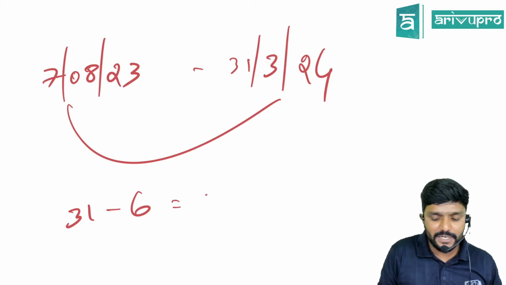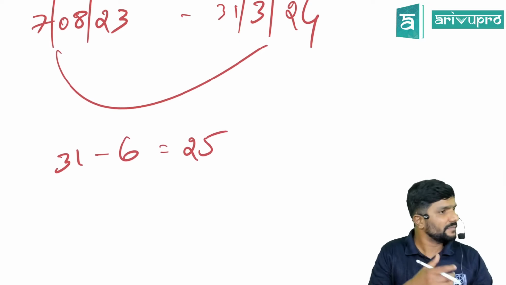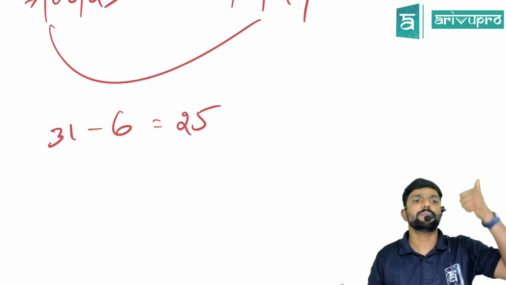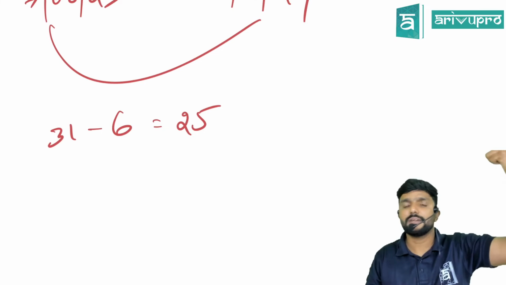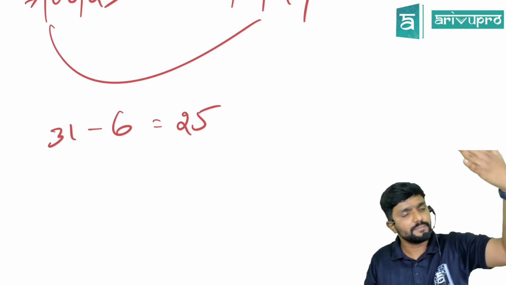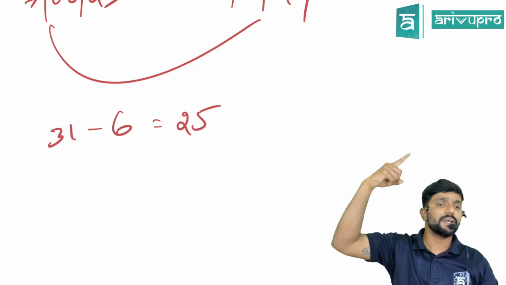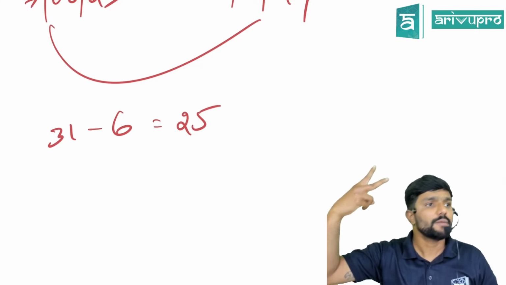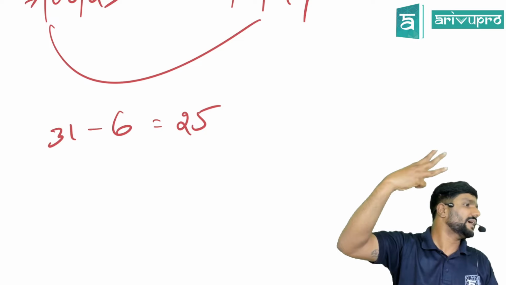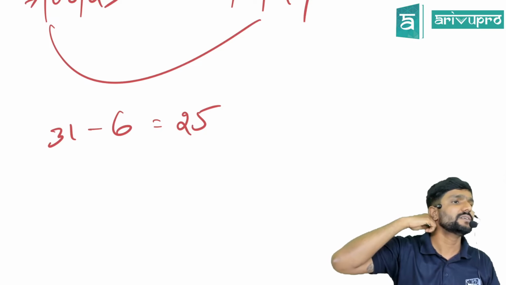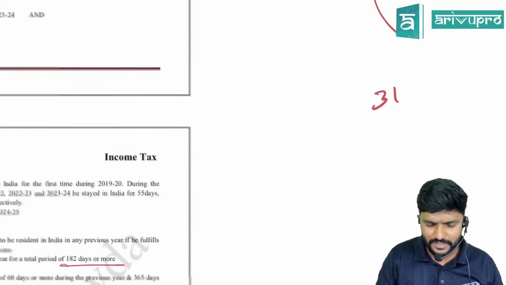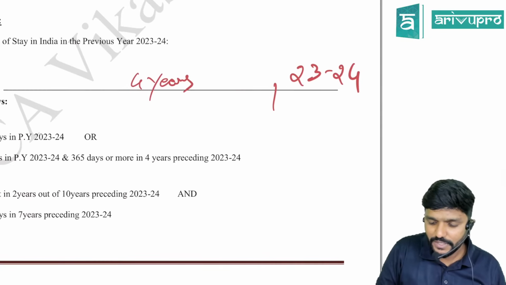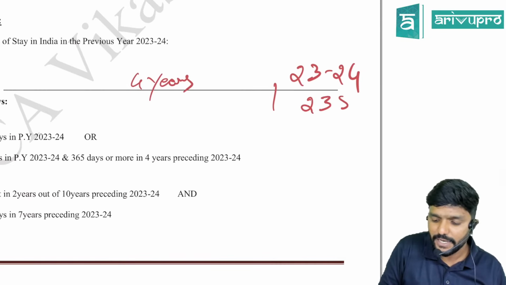So how many days in August? 25. 31 minus 6. Then September, add up. September 30 days. Then October 31, November 30, December 31, January 31, February 29, March 31. So how many days? 238. Many gave 237, 236 and so on. So it is 238 days, guys.